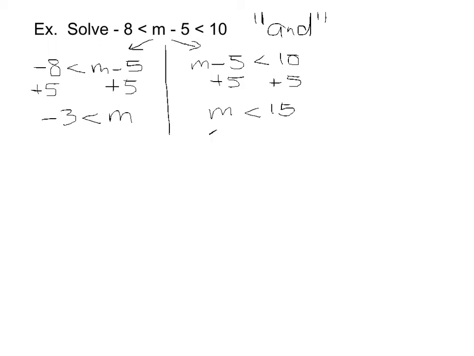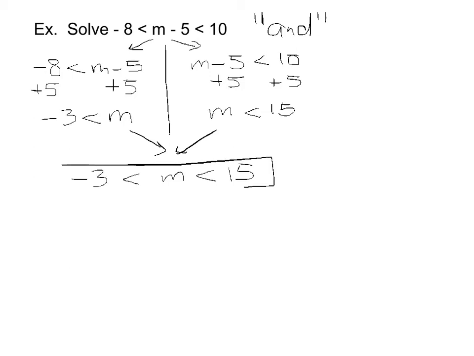And so now I'm going to put it back together again, just like Humpty. I'm going to put Humpty back together again, and this inequality back together again. So I'm going to write the m once, and on the right-hand side I'm going to write less than 15, and over here I'm going to put the negative 3 and then a less than sign. So here is our solution. Negative 3 is less than m, which is less than 15.